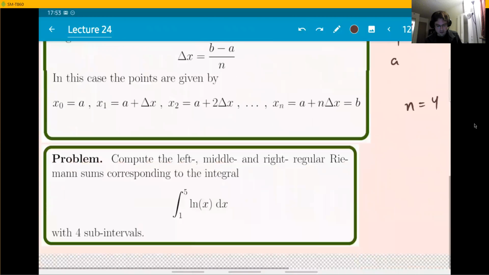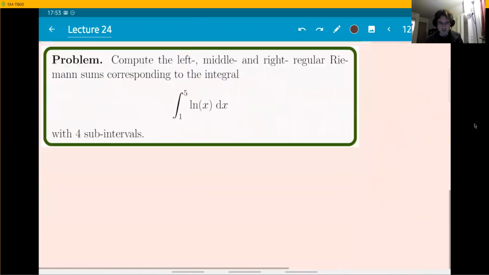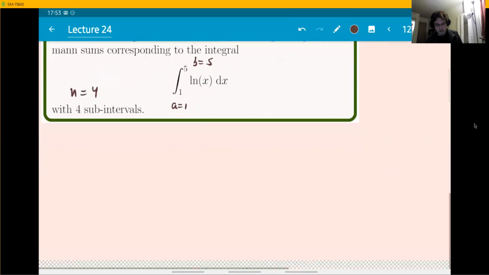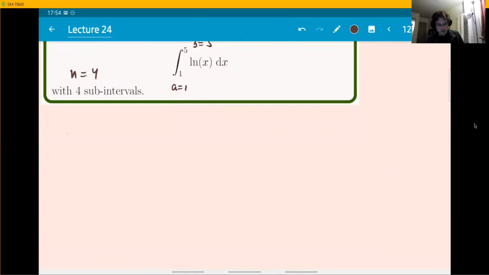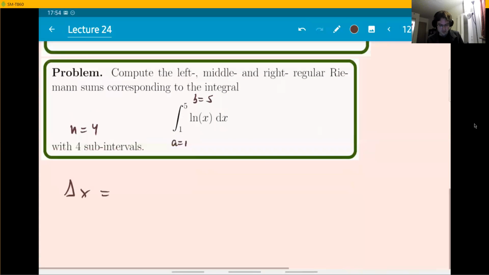Okay, so I'm going to do this problem here and maybe finish this video with it. We can cover the rest of it in recitation. Compute the left, middle, and right regular Riemann sums corresponding to this integral, ln x from 1 to 5, using 4 sub-intervals, n equals 4. This is a equals 1, b equals 5. Okay, so first of all, if n is equal to 4, what is delta x? The length of each one of them. We can do this because they told us regular. Every single piece is going to have the same length. So b minus a divided by 4 is just 1.